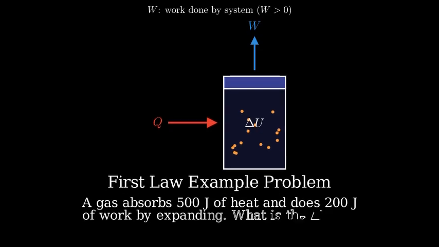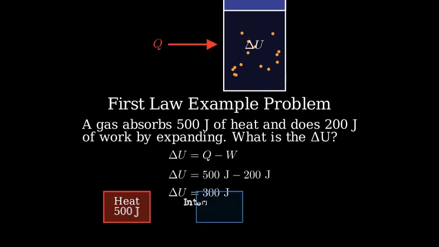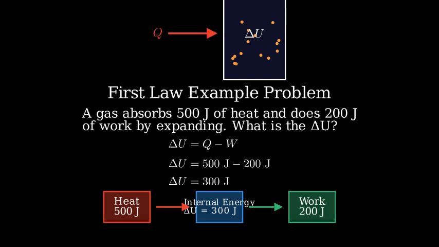Problem: a gas absorbs 500 joules of heat and does 200 joules of work by expanding. What is the change in internal energy? Using the first law equation, delta U equals Q minus W. We substitute the values. Delta U equals 500 joules minus 200 joules. So, the change in internal energy is 300 joules. This means that out of the 500 joules of heat absorbed by the system, 200 joules went into doing work, and 300 joules increased the internal energy of the system.